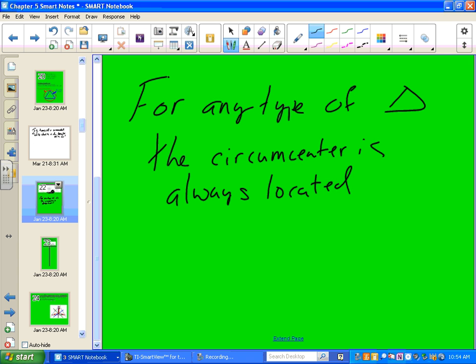Pierce. Nope, not in terms of the circle. Forget the circle. Circle isn't there. That's what you're going to say, the circle. Forget the circle. I want it in terms of the triangle. The point of concurrency of the three perpendicular bisectors, good, but not what I'm looking for. Lauren.